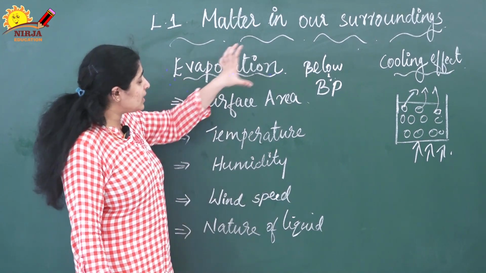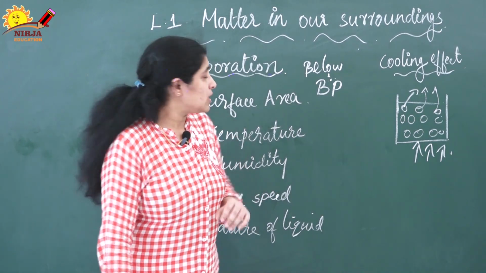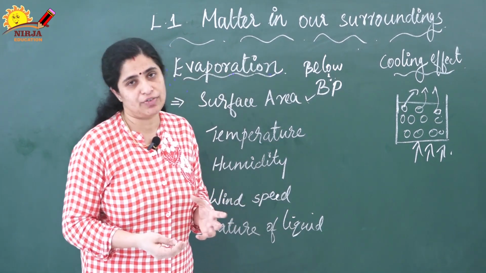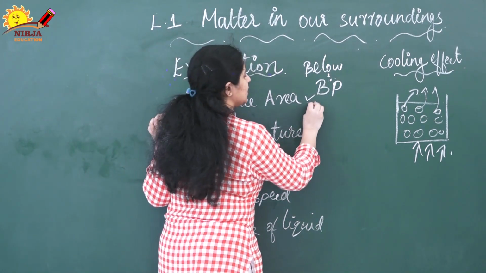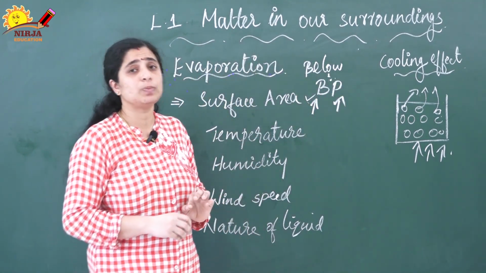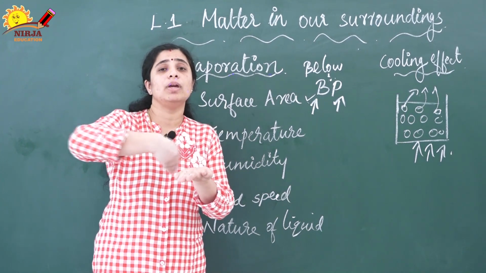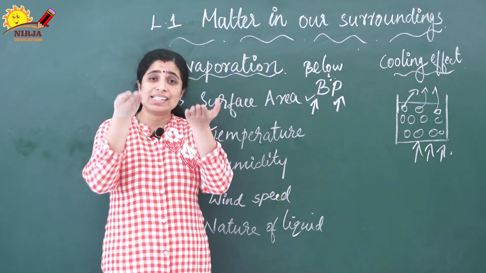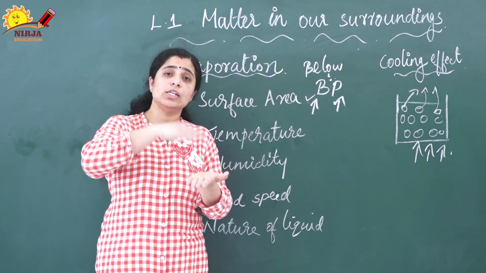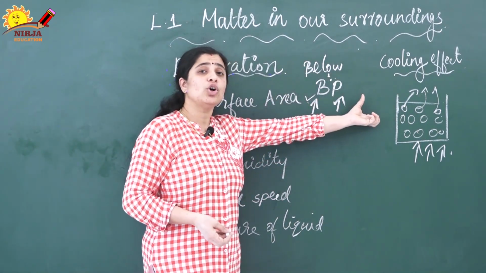Next we will see what the factors affecting evaporation are. The first one is surface area. If surface area increases, the evaporation also increases, because the area will be more, so the particles can escape freely and faster. That is the reason that if surface area increases, the evaporation also increases.